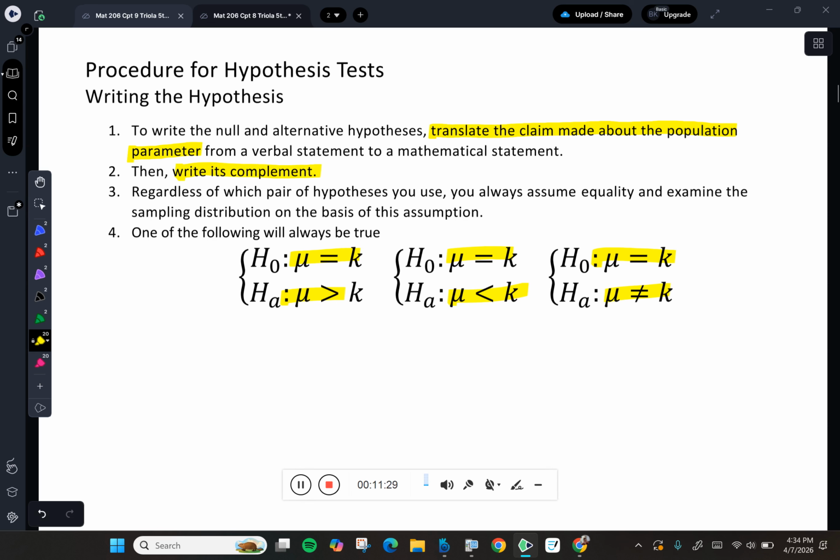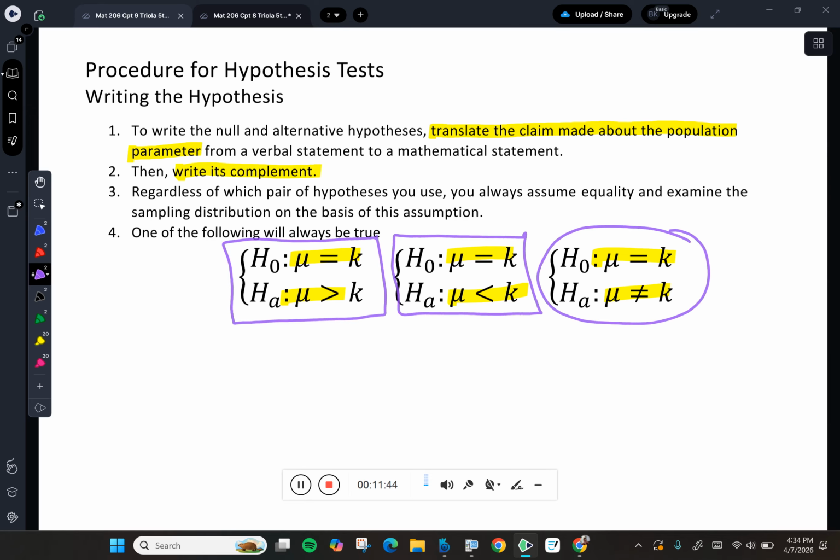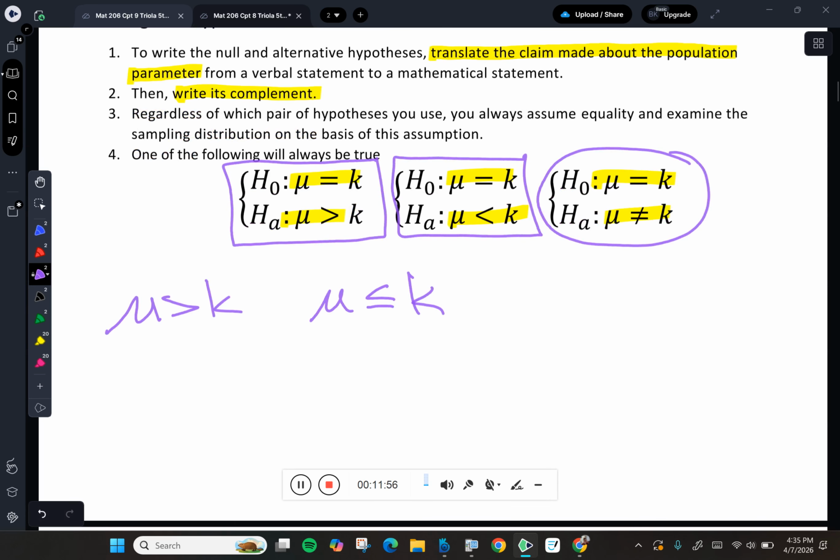Now I know that at least one of you is out there thinking, hey, wait a second, those aren't complements. This is the only one that's actually a complement. If I'm saying that mu is bigger than k, the complement should be that mu is less than or equal to k. If I'm saying that the mean is bigger than 5, the complement should be that the mean is not bigger than 5, less than or equal to 5.